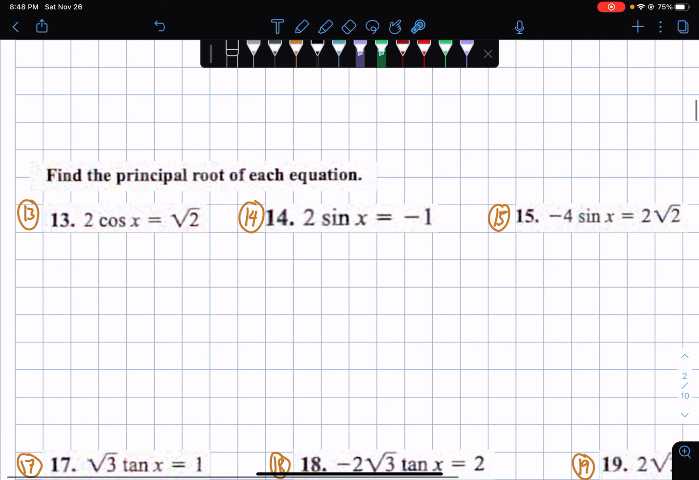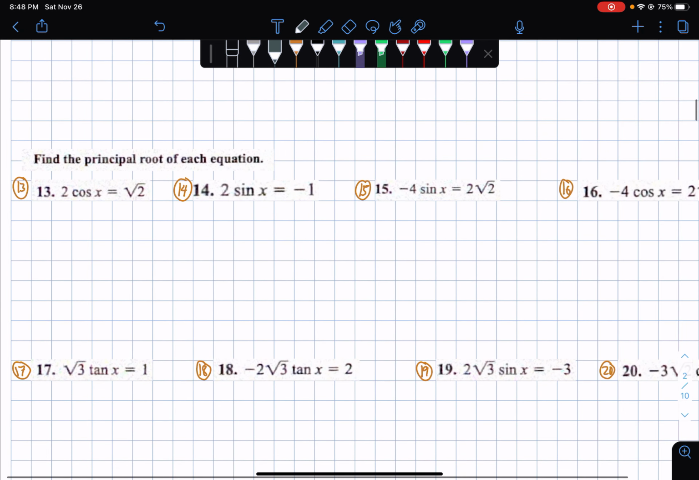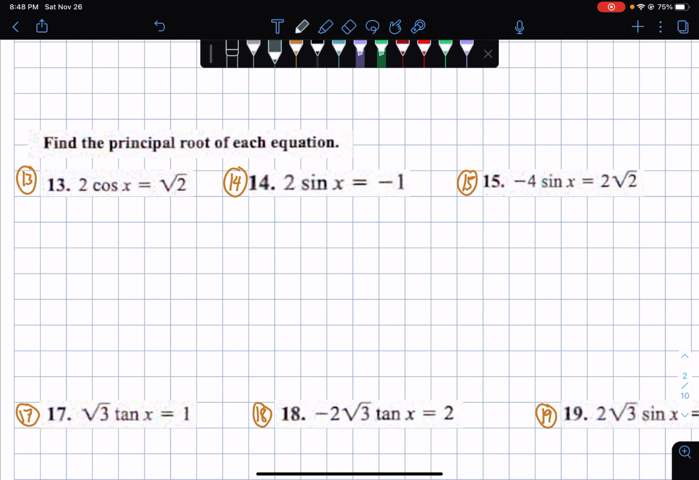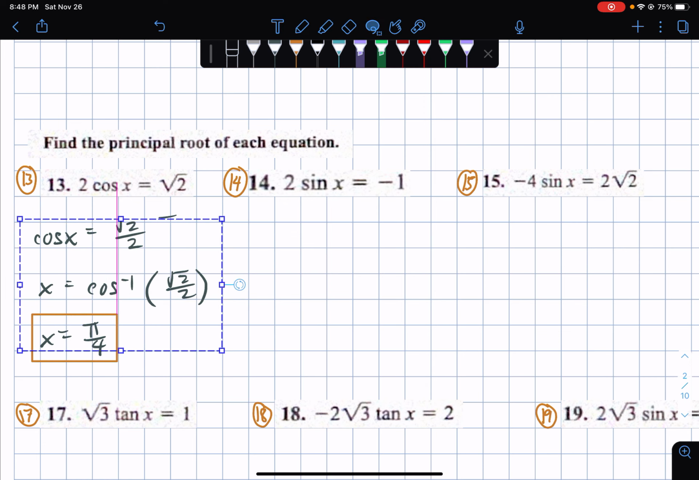So first, we have to find the principal root of each equation. That basically means we have to solve for the missing value, which is the variable. So for number 13, 2 cosine x is equal to the square root of 2. Divide both sides by 2, we get cosine x is equal to square root of 2 divided by 2. So arc cosine of the square root of 2 divided by 2 is equal to pi over 4. So that is the principal root of number 13. I'll just move this over here.